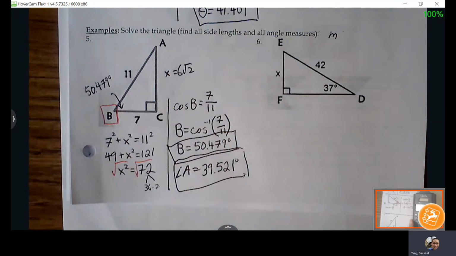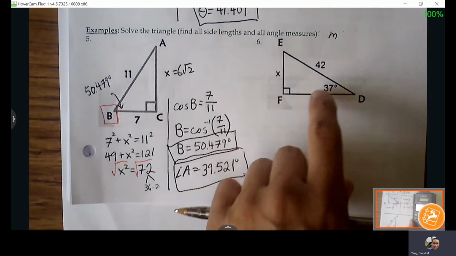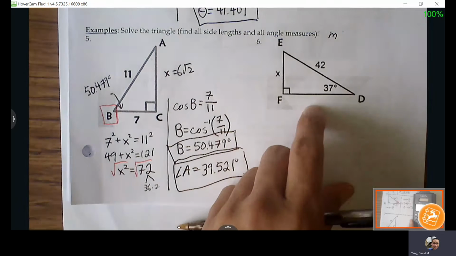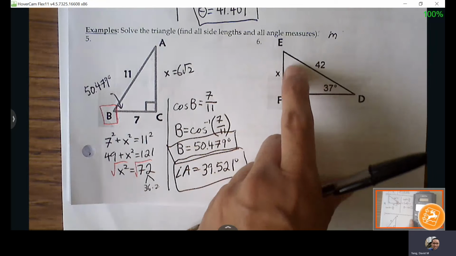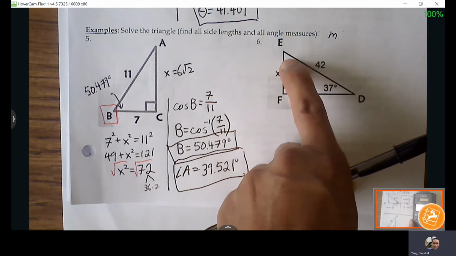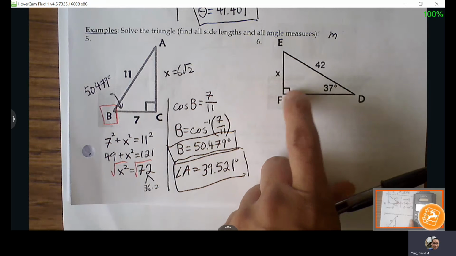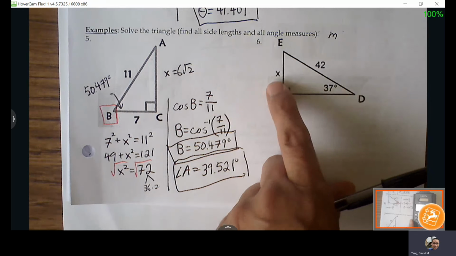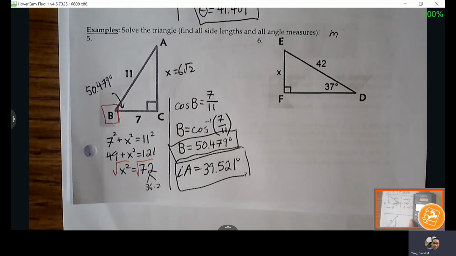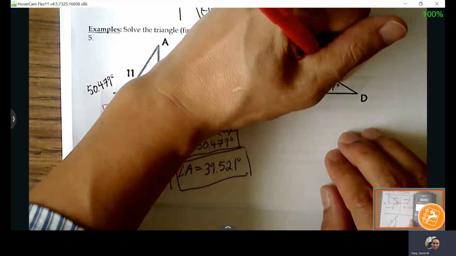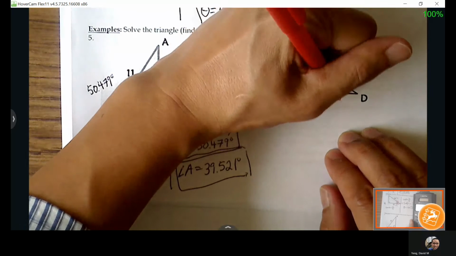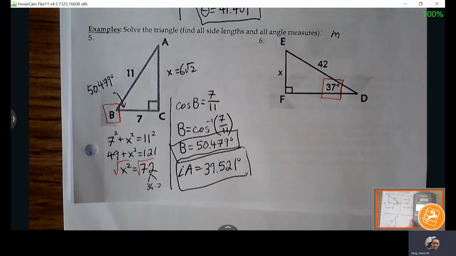Actually, you know what? Let me hold off on that because that may throw students off in terms of solving for x. So I'm going to hold off on that information right now. I'm just going to go and solve for x because at least I have just enough information so that I'm not having to decide between a bunch of trig functions, okay? So I'm going to put a box around that 37. I'm going to solve for x.